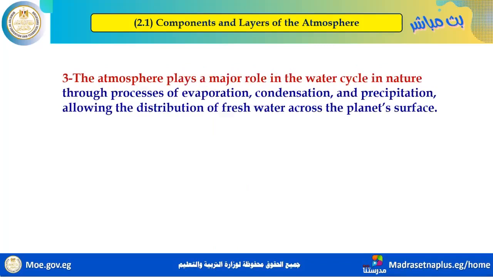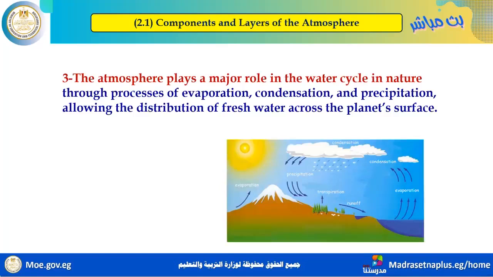The atmosphere plays a major role in what we have studied before, the water cycle. In nature, you have water in seas, oceans, rivers, and lakes. When it faces a high or moderate temperature, there is evaporation, then condensation, then precipitation. This is called the water cycle. These three processes allow the distribution of fresh water across the planet's surface and help us maintain fresh water as it is found now. This is a photo of the water cycle.